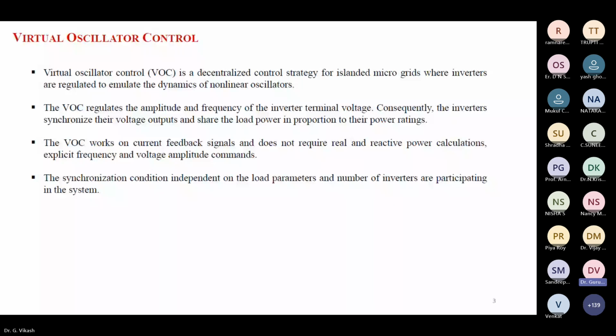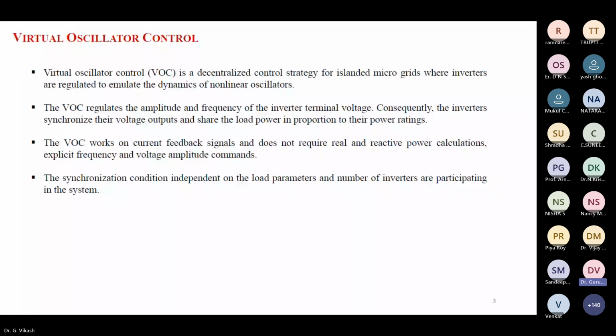And this VOC regulates the amplitude and frequency of the inverter terminal voltage. Consequently, the inverters synchronize their voltage outputs and share the load power in proportion to their power ratings. The VOC regulates the inverter terminal voltage, and the nonlinear oscillators automatically synchronize. So why is it automatically synchronized? For that, one theorem is there from a mathematical point of view. If any second order differential equation satisfies the theorem, then it will give a stable limit cycle. Whatever the initial values, finally it will reach that particular limit cycle only.